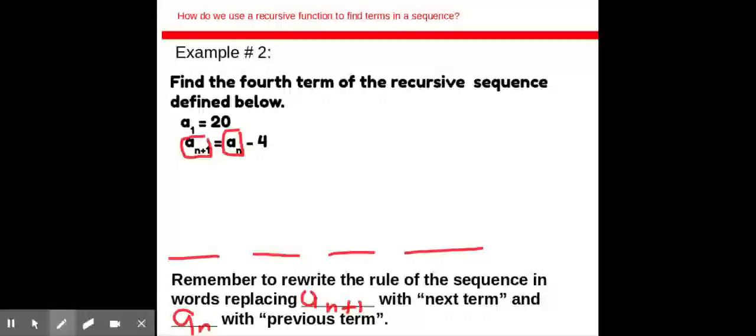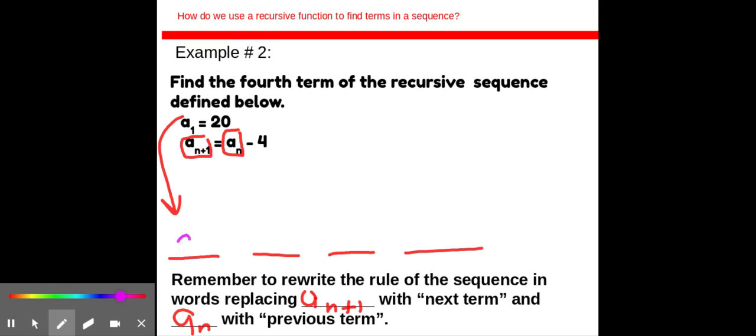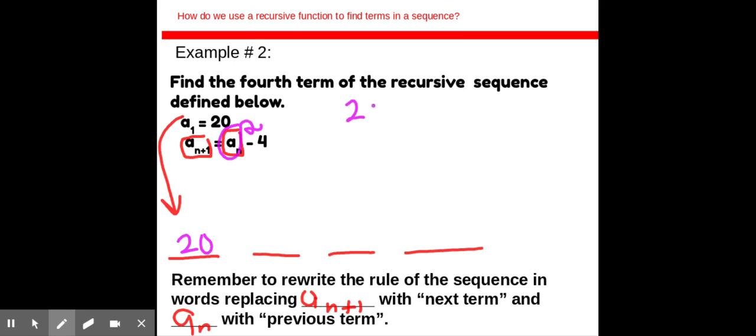So the first thing we do is take our first term and write it in our sequence here, which is 20. And the rule is telling us to take the previous term and subtract 4 to get to the next term in the sequence. So I'm going to take my first term, which is 20. I'm going to subtract 4 like it told me to do, and I'm going to get 16. So that's the next term in my sequence.